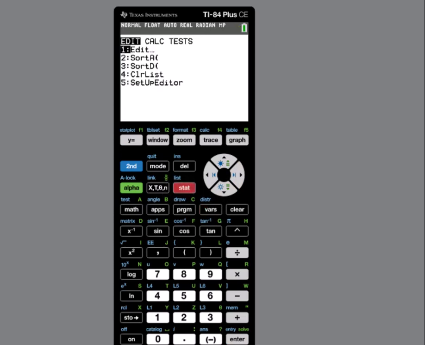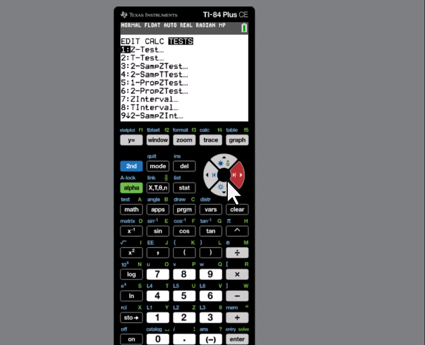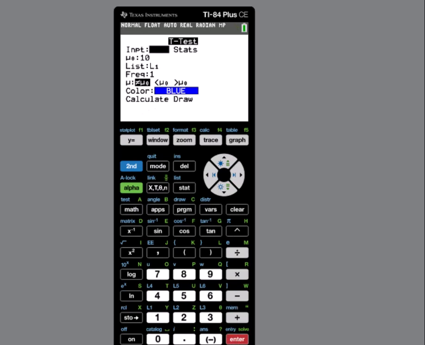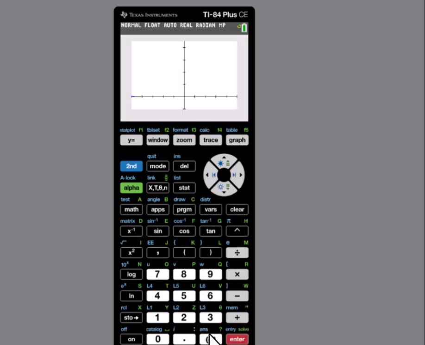Oops, sorry. Oh, it's too sensitive. So I'm just gonna go back. I'll be careful this time. T-test, enter. I'm gonna show you draw here. Okay, it draws the p-value for you and gives you the test statistic.